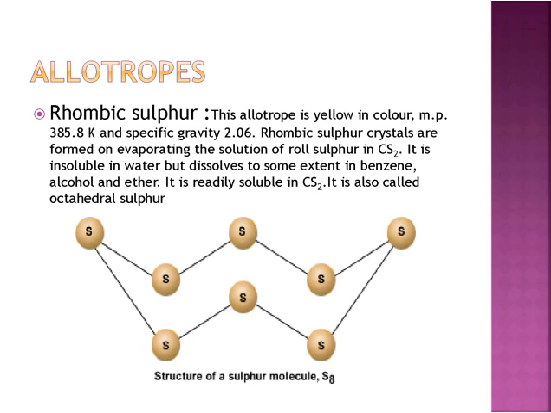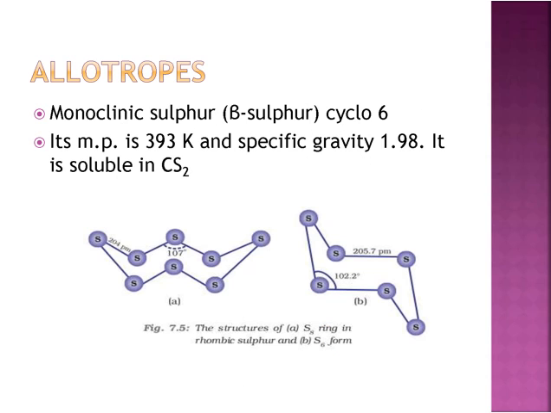Allotropes of sulfur: rhombic sulfur. This allotrope is yellow in color, with melting point 385.8 Kelvin. Rhombic sulfur crystals are formed on evaporating the solution of roll sulfur in CS2. It is insoluble in water but dissolves to some extent in benzene.